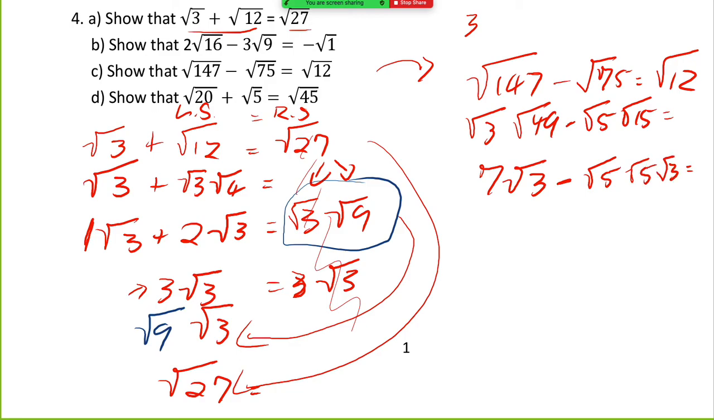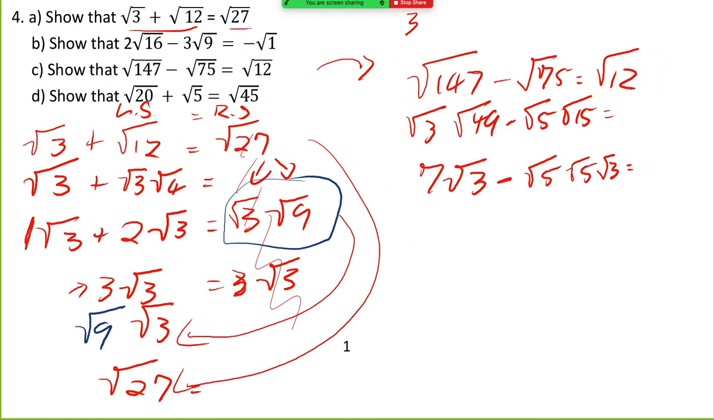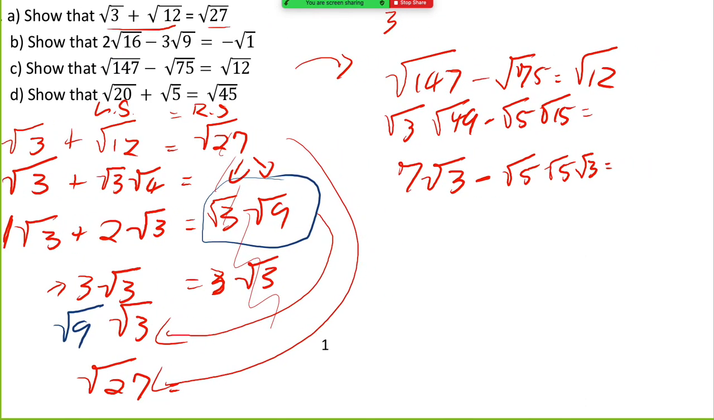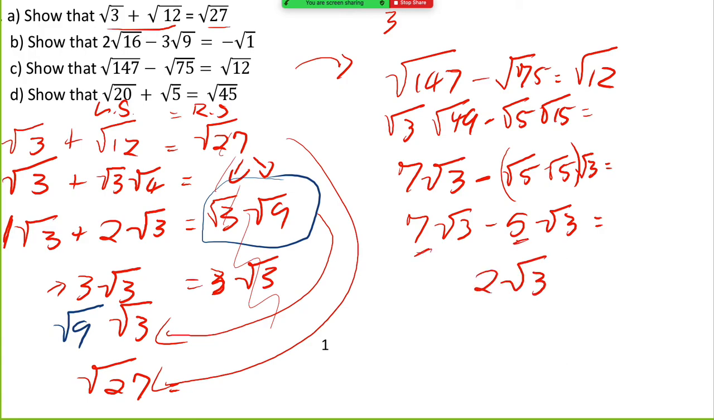Okay, I know I've kind of run out of space here. I'm going to move to the side a bit. There we go. And what happens here is, well, root 5 times root 5 is actually just the value of 5. So we can say 7 root 3 minus 5 root 3. And now we're stuck on this side. We just get the two, think of them as coefficients, 7 minus 5, and we get 2 root 3, okay?